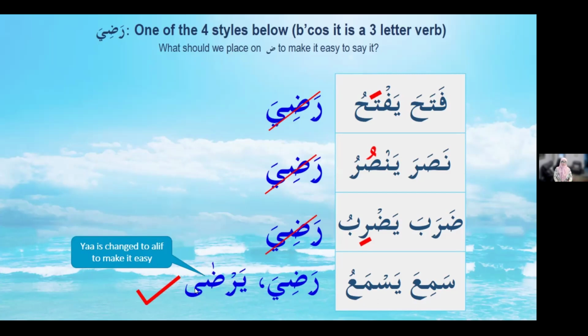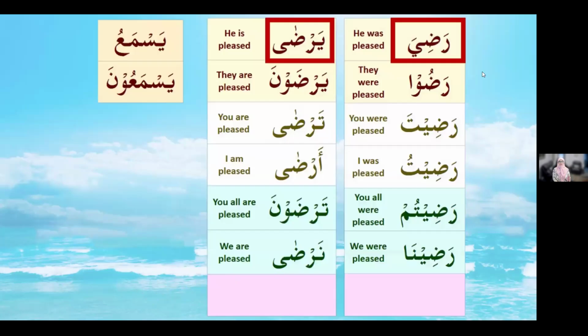So this ya, and we know ya is changed to alif. Also, it's a weak word, and we can do it. So we'll do yarda. Ya is disappeared over here. So it's yarda. So radiya, yarda. Radiya, past. Yarda, mudari. Madi, radiya. Mudari, yarda. Easy. Yarda. Okay.